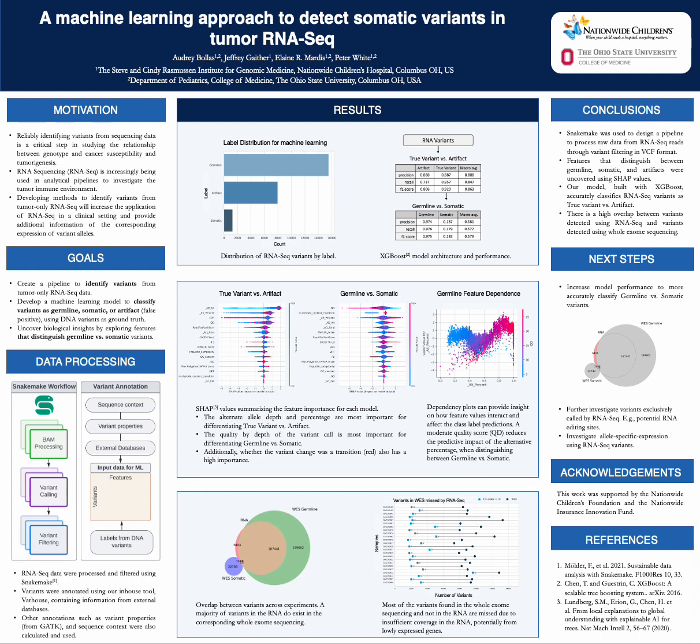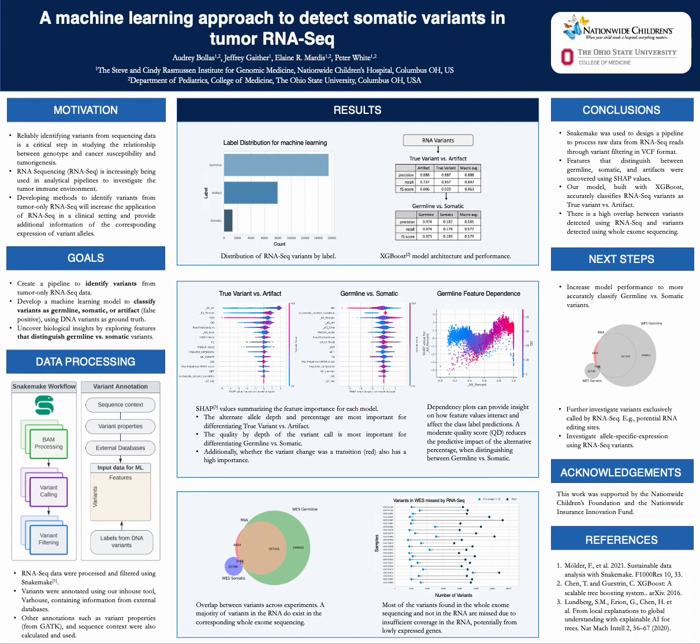So we decided to actually build two separate models. So the first model predicted true variants versus artifact, using all of the somatic and germline variants as true variants. And this model performed pretty well. Specifically, the recall for the true variants was high, which is what we would ideally want to expect.